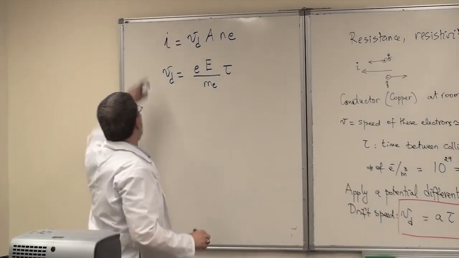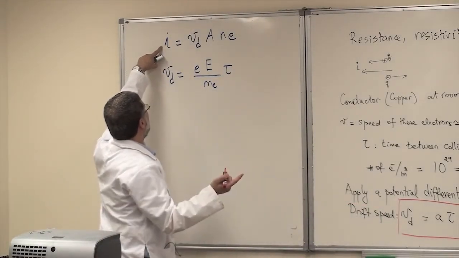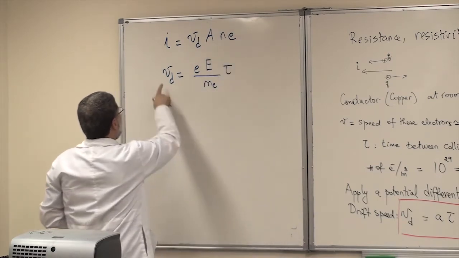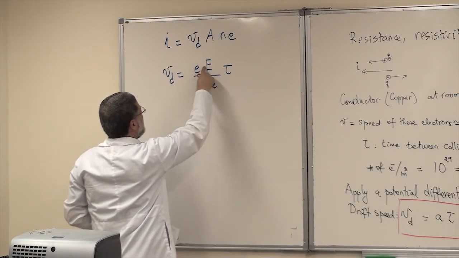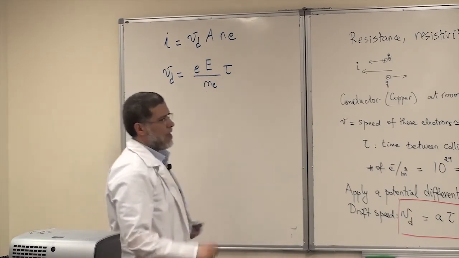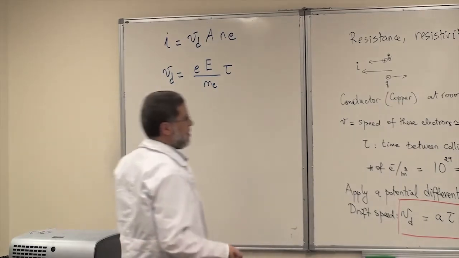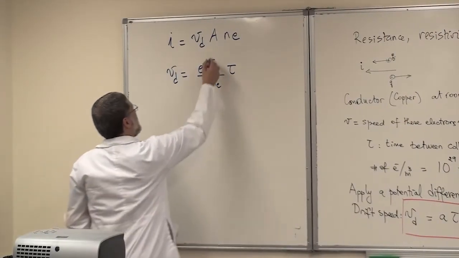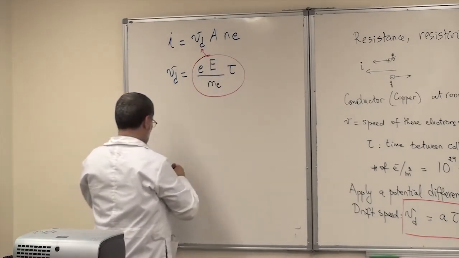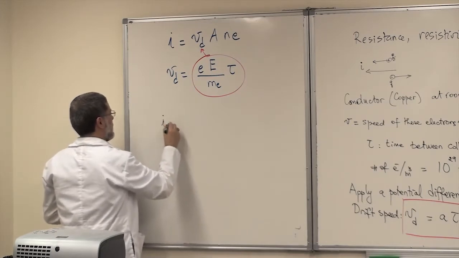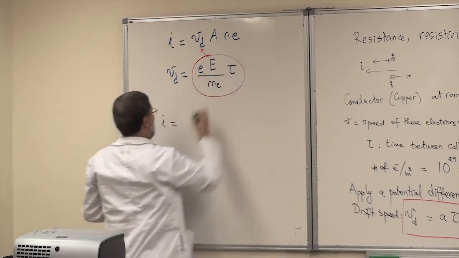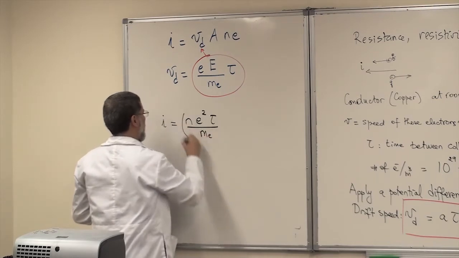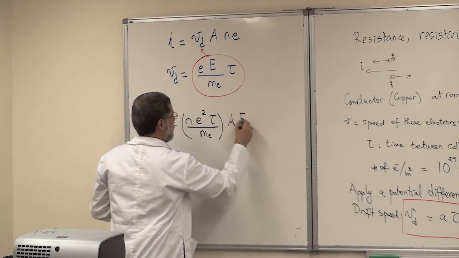Now we have two important equations here. That's the current in the wire: V drift, cross-section area, number of electrons per meter cubed times the charge of the electron. And we have V drift equal to e, charge of the electron, electric field, over the mass of the electron, times the time between two collisions, which is estimated for copper to be this much. Now I'm going to take this and put it here to get a new equation for the current. There's e here and there's e here, so the current will be n e squared, tau over m e, times the cross-section area, and the electric field.